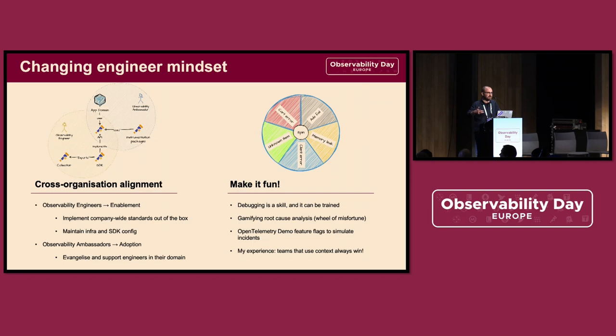Now, that allows us to then take those teams, put several teams in the same observability game day, and let them play against each other, see who actually debugs an issue the fastest, right? So that allows them to understand OpenTelemetry concepts, also the platform in which they work. And in my experience, the teams that use context are normally the ones that win.